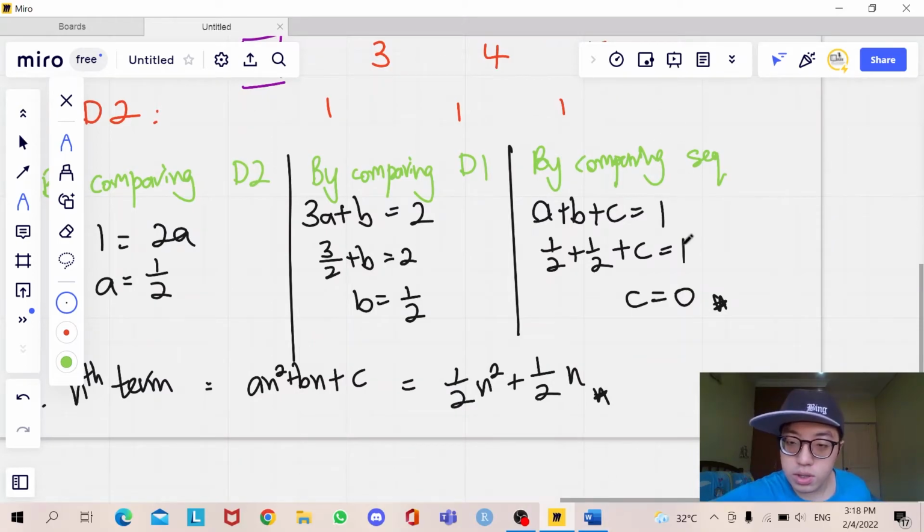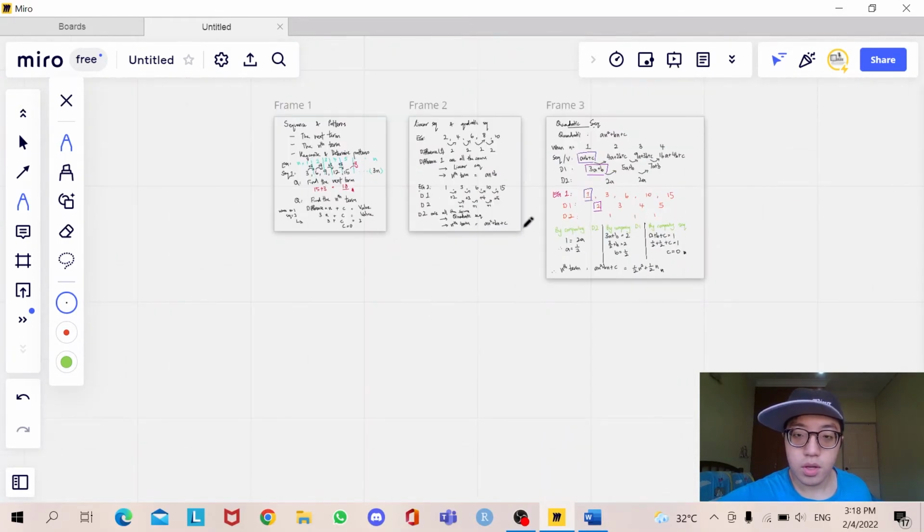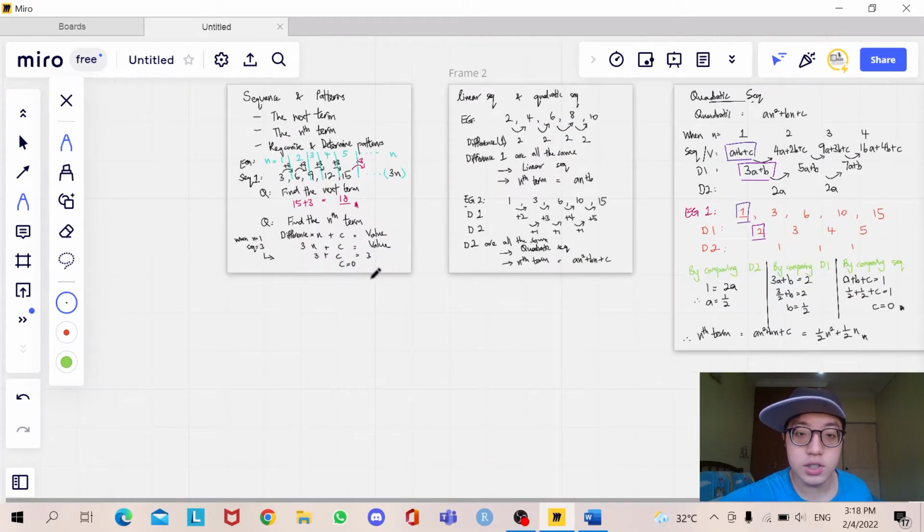So this is all about the quadratic sequence and the linear sequence. The linear sequence is actually very easy to find the nth term, and the quadratic sequence is a little bit of a hassle, but it's actually quite easy if you know how the concept goes. By comparing, 2a is equal to the constant below, then 3a plus b, then a plus b plus c. So we will move on to the examples here.